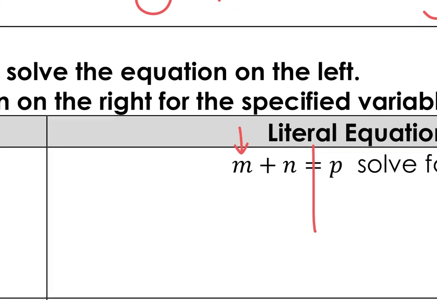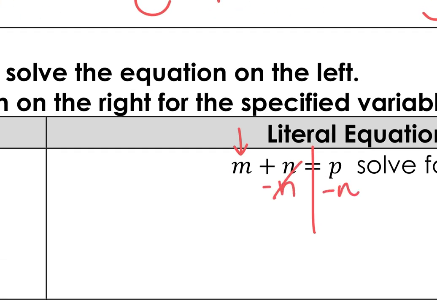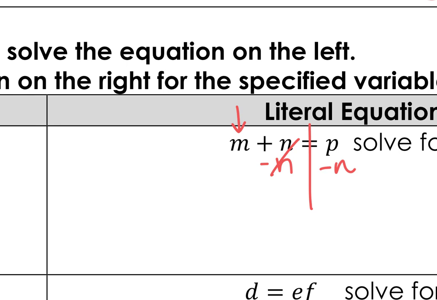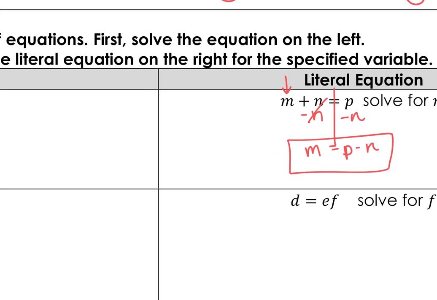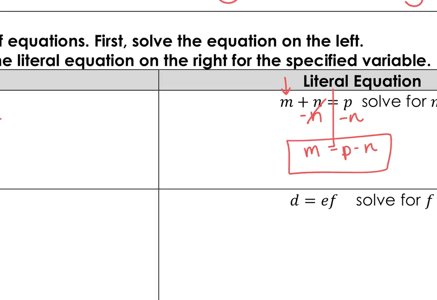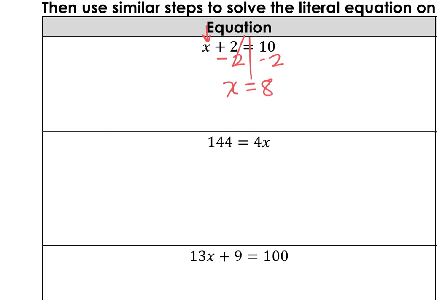So subtract n. And the beauty of this, because it's letters and they're not like terms, because remember, like terms have the same letter, there's no math to be done. I'm not combining anything. I'm just rearranging like I said before. So M is equal to P minus N. And that's it. You've just rearranged that equation and you've isolated it, or solved for M. So all you're doing is moving things from one side of the equal sign to the other using inverse operations.